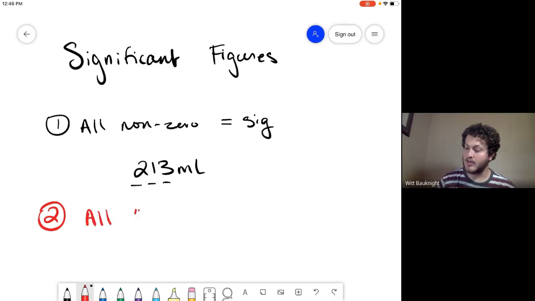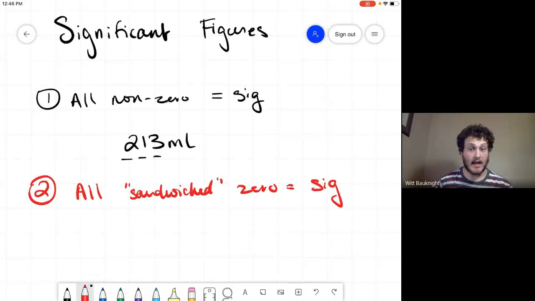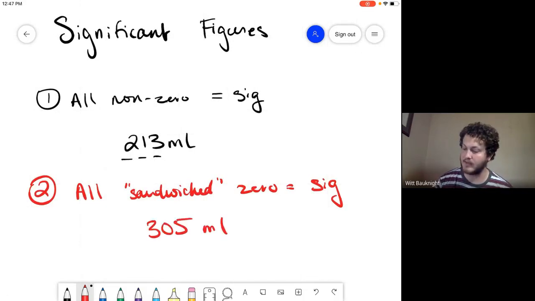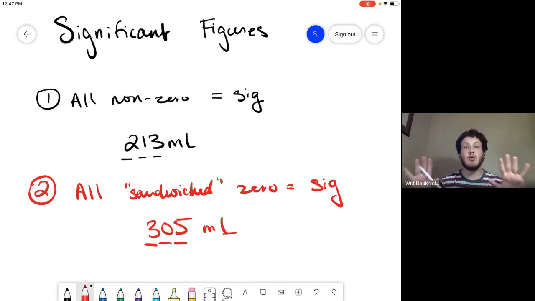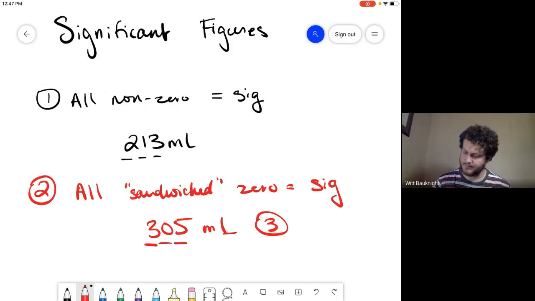Most people are also good with rule number two. I say all sandwiched zeros are also significant. Now, what if in lab I collected 305 milliliters of solution? Well, it looks primarily the same. 3 and 5 are significant because they're non-zeros, and this zero is also significant. Why? It's because it's sandwiched in between two other significant values. So this has three sig figs.